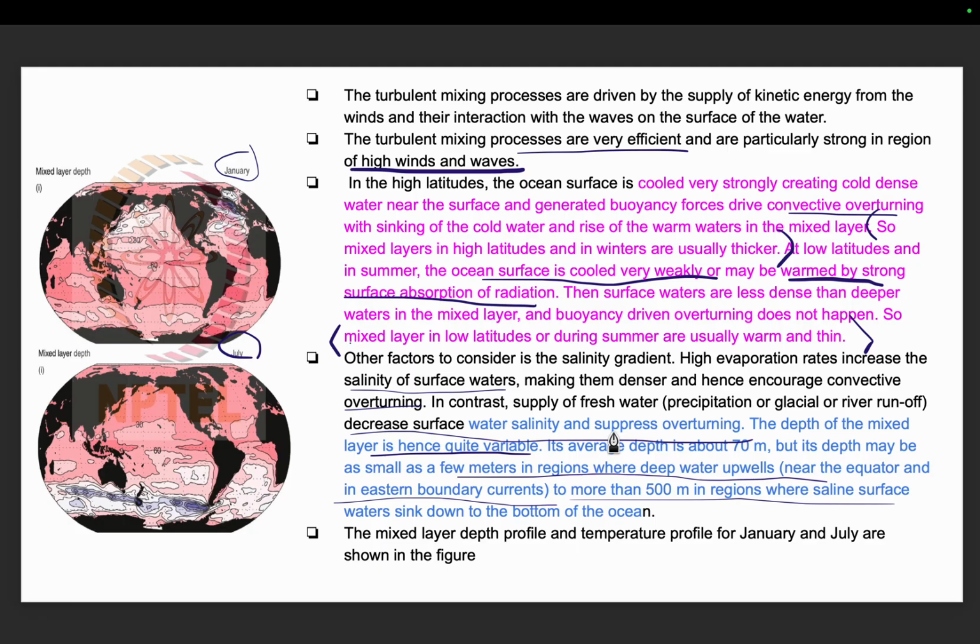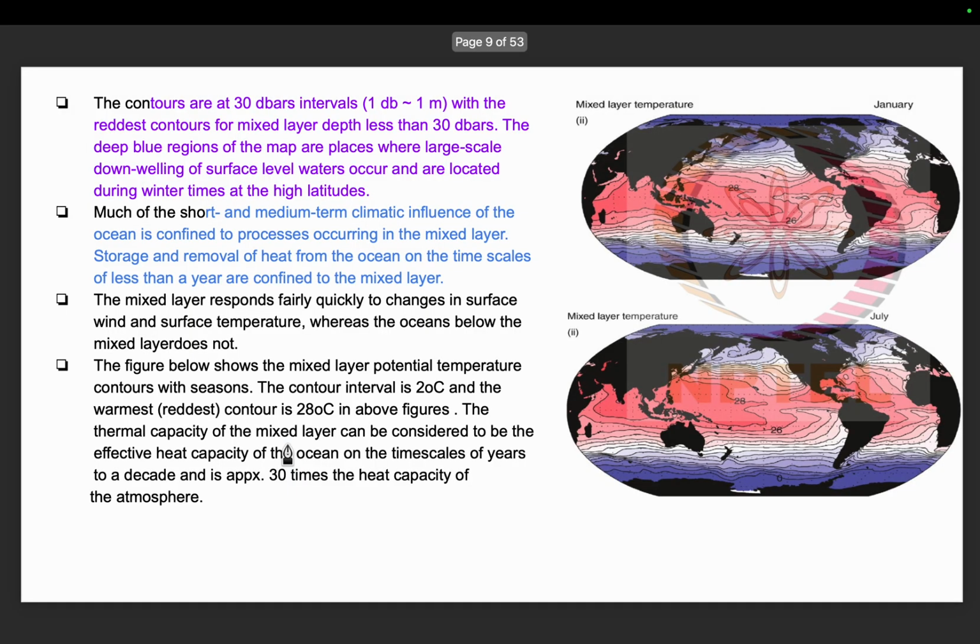Here the mixed layer depth profile and the temperature profile for January and July have been shown. The contours are at 30 decibel intervals, with the reddest contour being a mixed layer depth of less than 30 decibels. The deep blue regions of the map are the places where large scale downwelling of surface water occurs, and they are located during the winter times at the high latitudes.